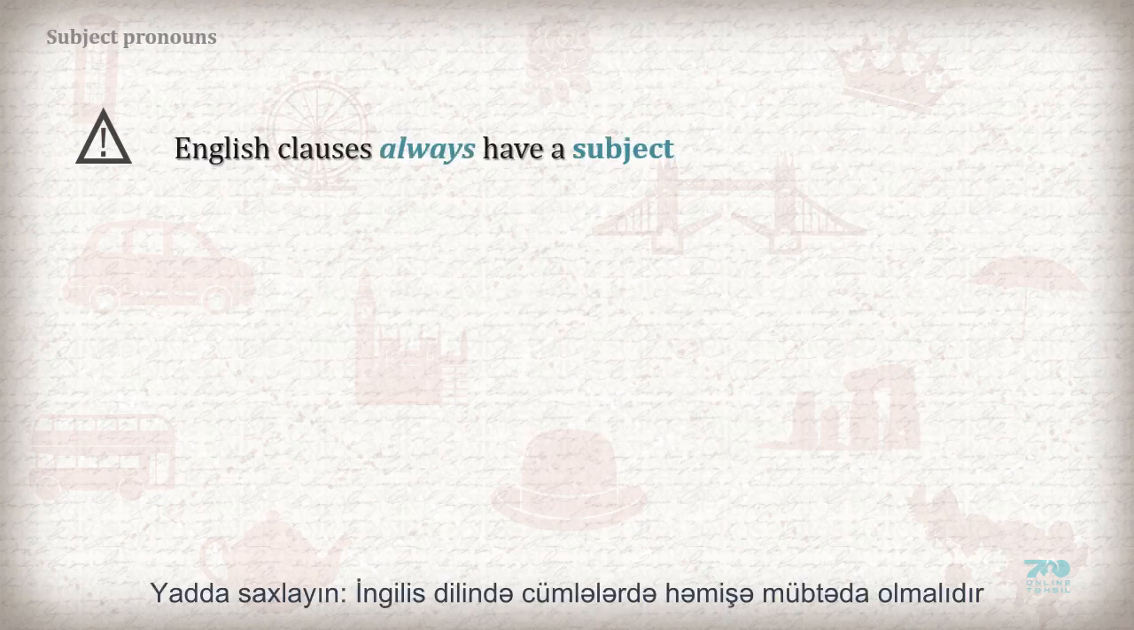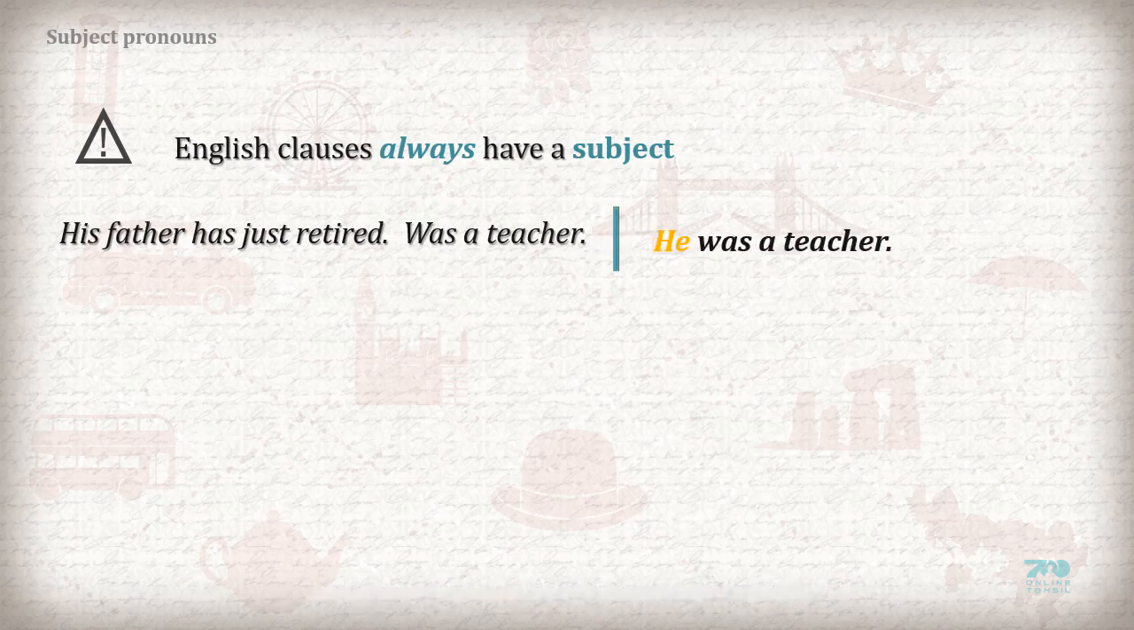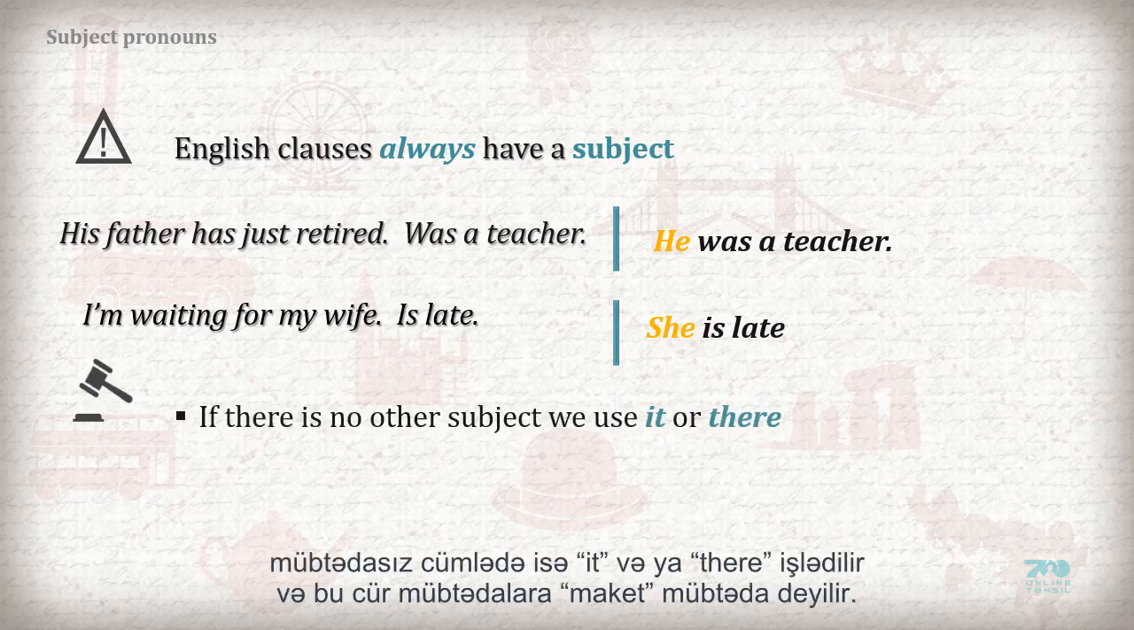Warning. Remember, English clauses always have a subject. His father has just retired. Not "was a teacher." He was a teacher. I'm waiting for my wife. Not "is late." She is late. If there is no other subject, we use it or there. We call this a dummy subject.